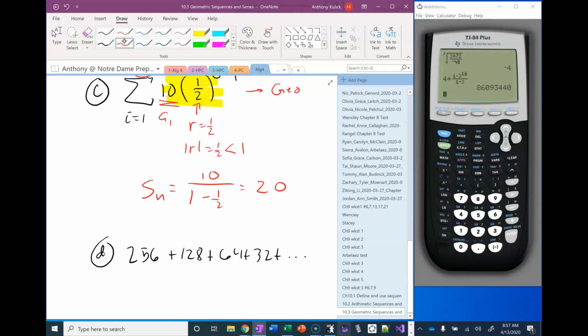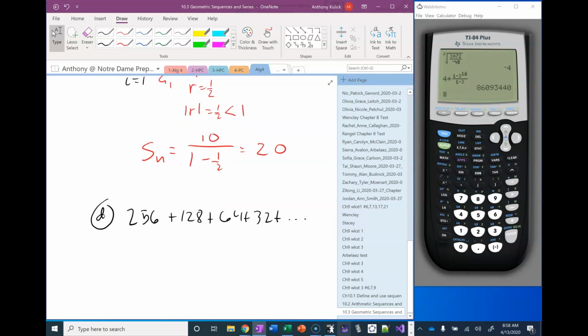So again, here the first step is going to be determining whether these terms that we're adding up come from an arithmetic sequence or a geometric sequence. A quick check tells me right away that it's not arithmetic. To go from 256 to 128, I subtracted 128. But to go from 128 to 64, I would have subtracted 64.